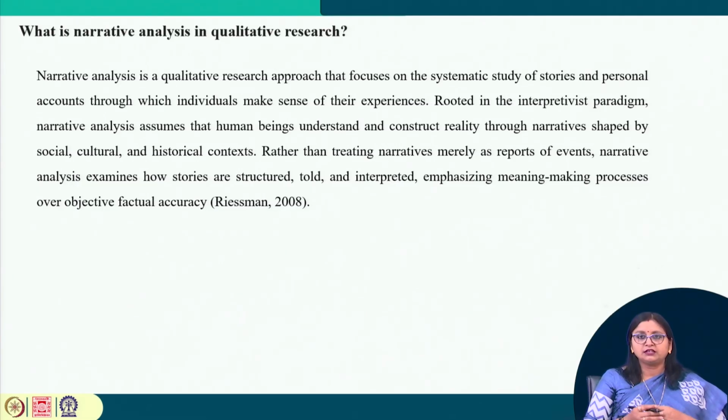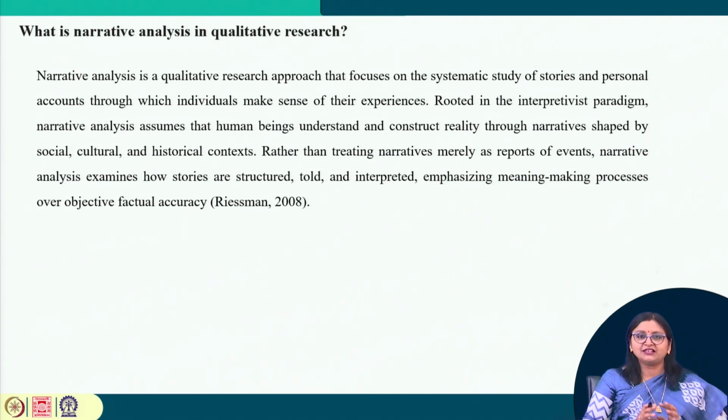Rooted in the interpretivist paradigm, narrative analysis assumes that human beings understand and construct reality through narratives shaped by social, cultural, and historical context. And I think we are living in a narrative world where each and every one is giving their own narration. They are trying to create the narration, whether it is a politician, the bureaucrats, or the people from academics. Everywhere some kind of narration is going on. So, this topic is very relevant for us.